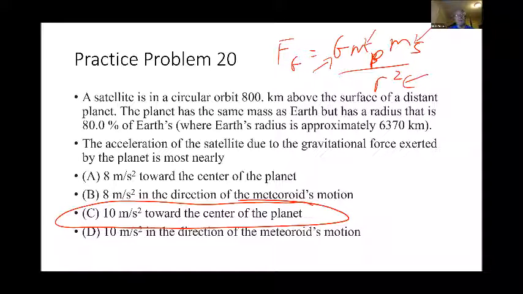We know that gravitational field always acts toward the center of the planet. So 10 meters per second squared toward the center. And they're trying to confuse you by talking about the radius. Remember, r in this equation is the distance between the centers of the objects, not necessarily just the radius of the planet.